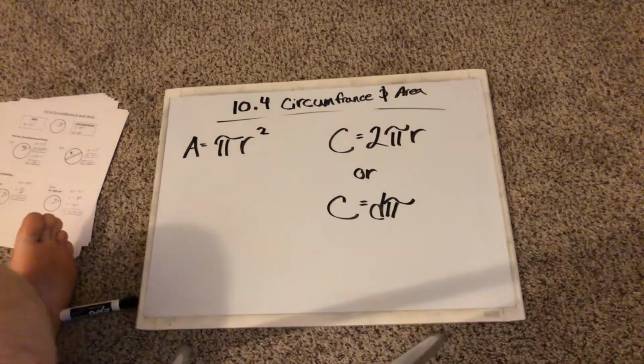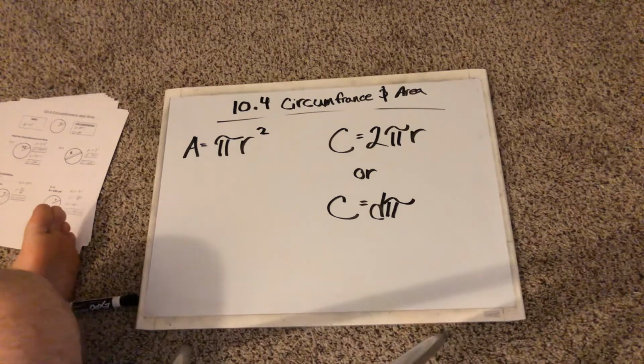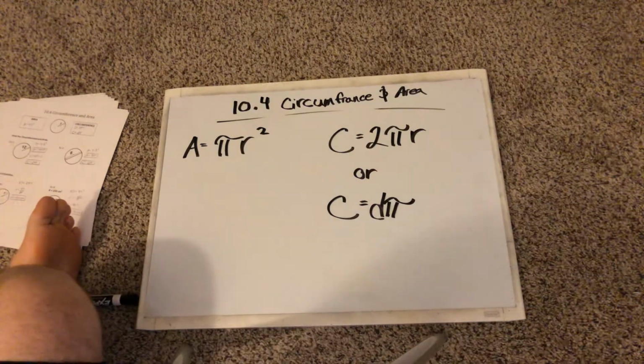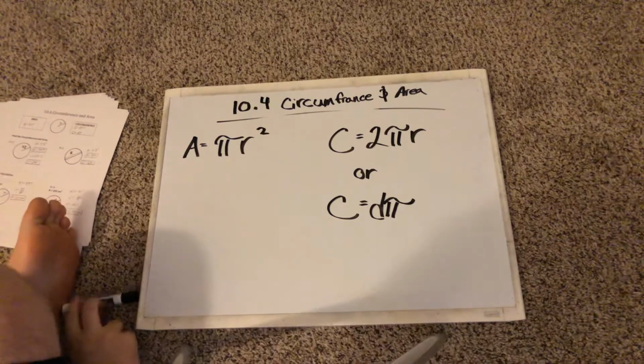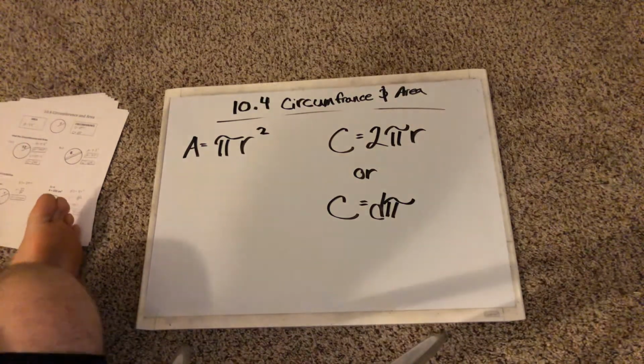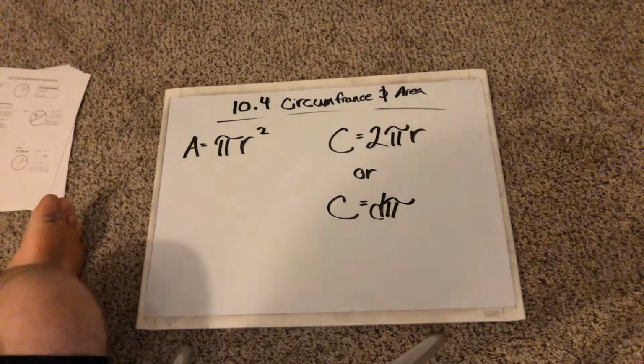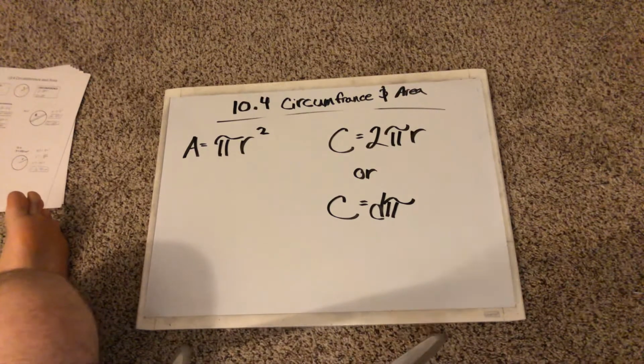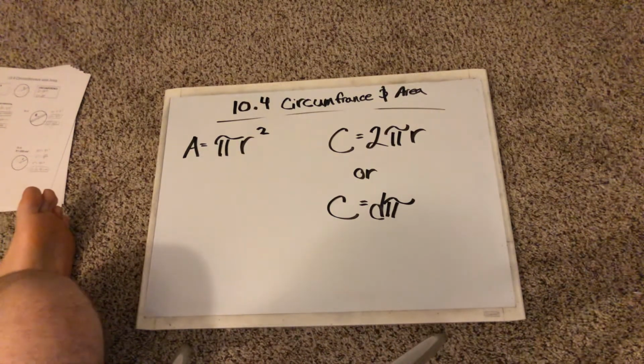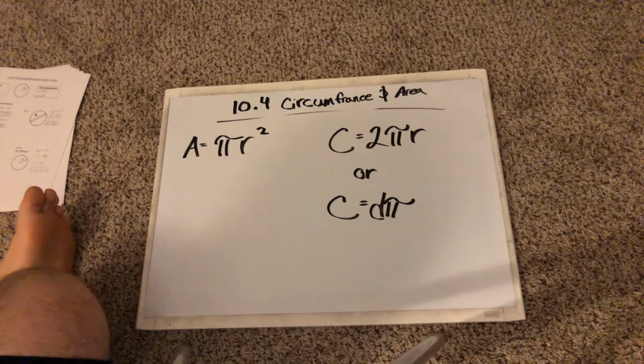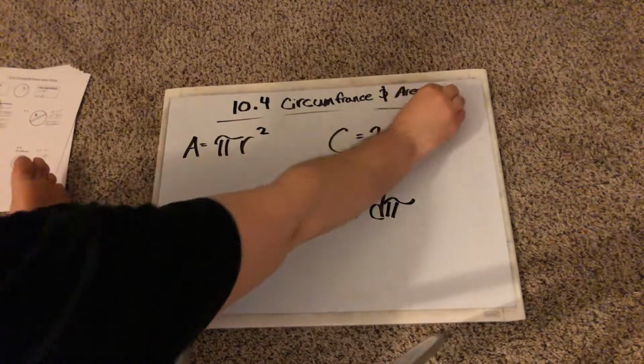And for this, do not use 3.14. We are going to leave it in terms of pi, because pi is an irrational number. We are going to leave it as exact as possible. If you use 3.14, you will be marked wrong for this, except for the last couple problems, and I'll show you about that.